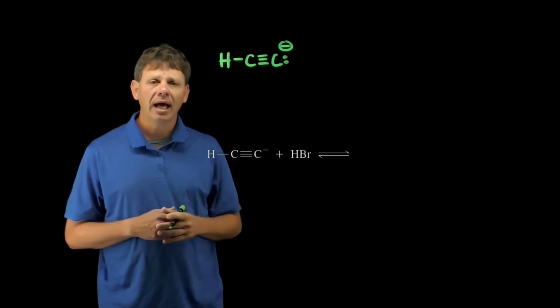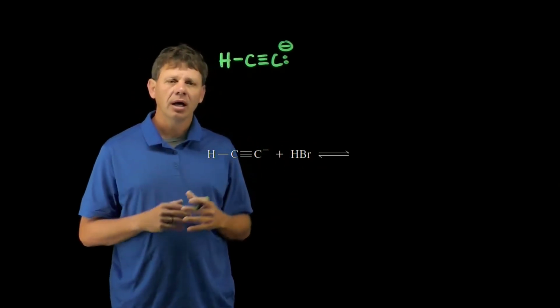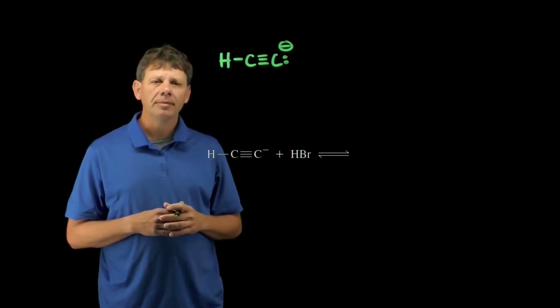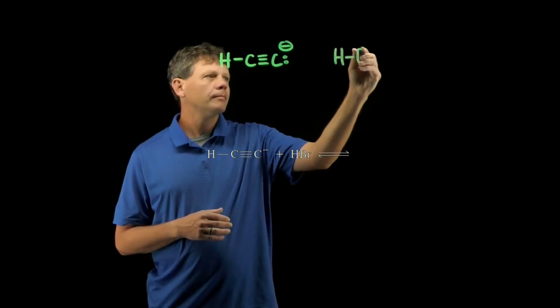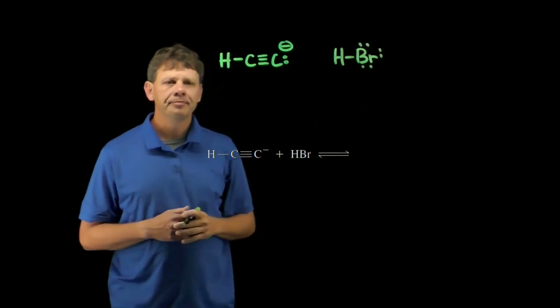HBr, named hydrobromic acid, has a hydrogen attached to a very large, somewhat electronegative atom. As a result, HBr is going to be the acid. We can draw in the lone pairs here as well.